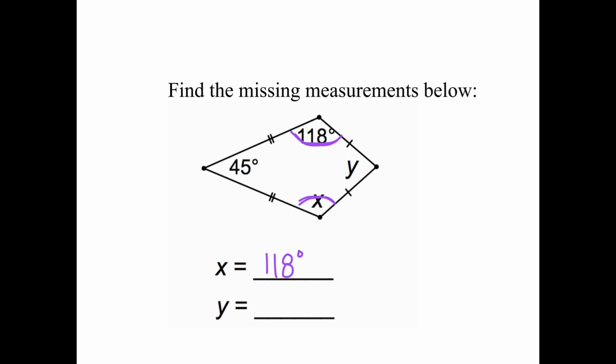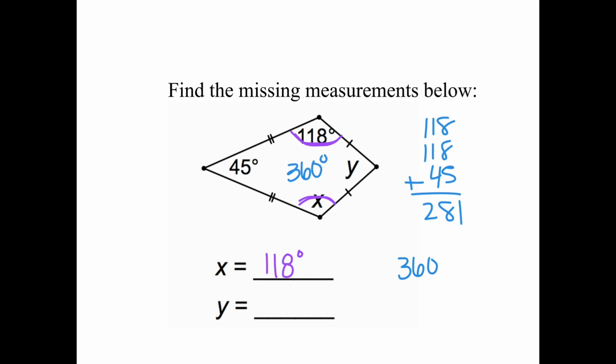In order to find y, we have to remember that y and the 45, these vertex angles, are not congruent. So we can't just make that 45. Instead, I'm going to add the 118s and the 45 together to get 281. And then we have to remember that there's 360 degrees inside of the kite because it is a quadrilateral. So I can take the 360, subtract 281, and I get y as 79 degrees.